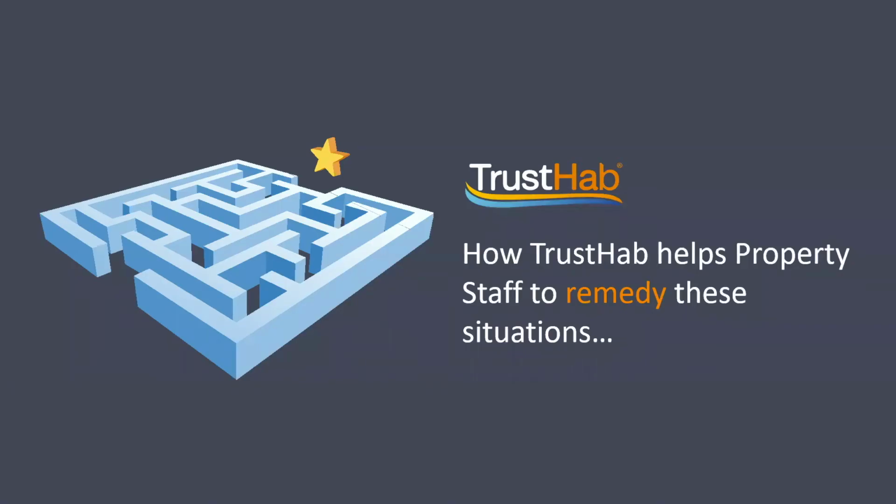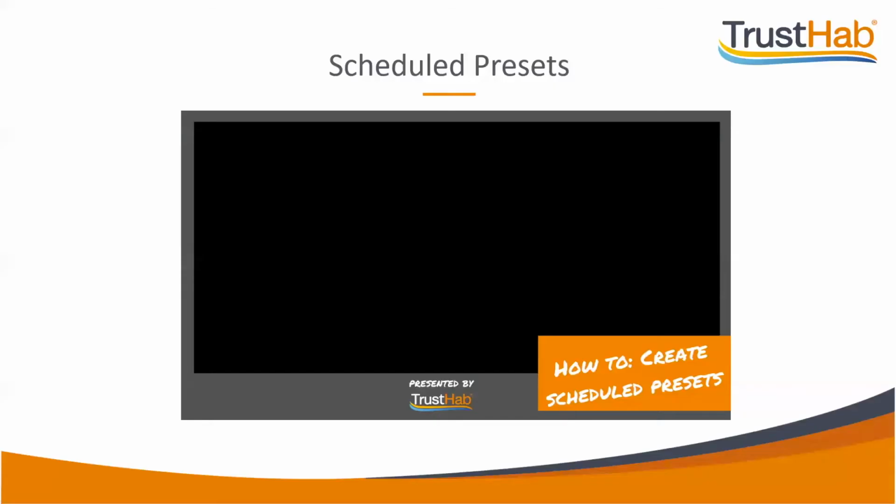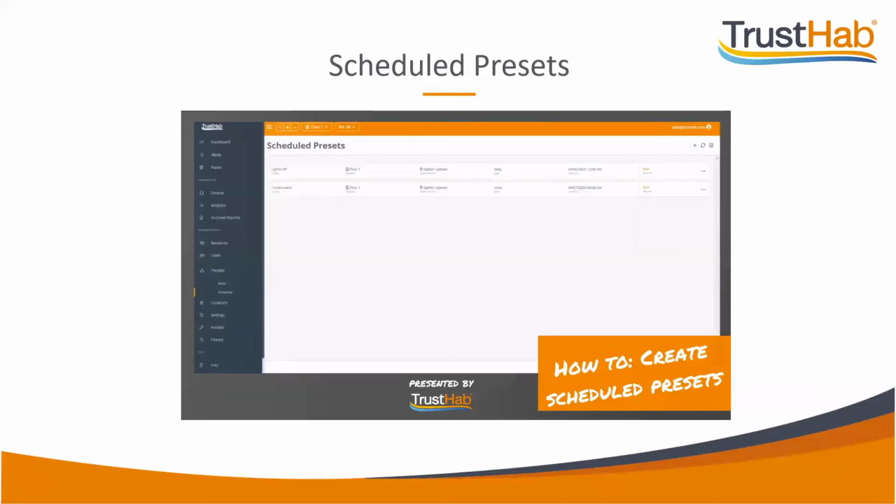So now we're going to take a look at some of the ways that TrustHab helps to fix these. And there are multiple features within the TrustHab platform created to help you save time and money in situations like this. It's time consuming for property staff to have to go one by one to check thermostat settings in person. They're too busy, especially during turn period, and not able to conduct walkthroughs.